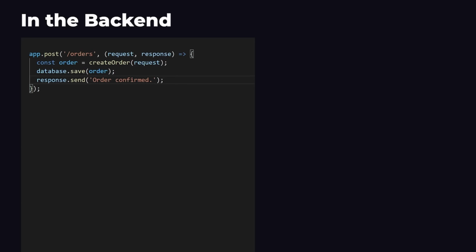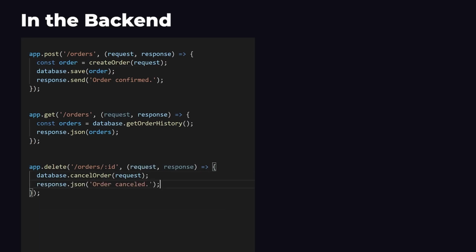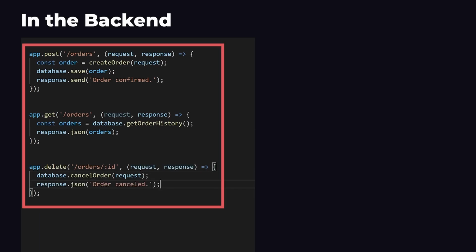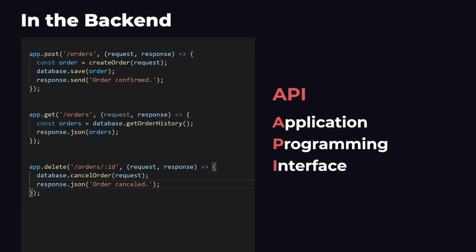We can also allow a GET /orders request, and in this case, we will retrieve the order history from the database and send it back as a response. Another example is a DELETE /orders request, where we will cancel the order. So this list of all the different types of requests that the backend allows is called an API, Application Programming Interface. The API is one of the most important concepts in backend programming. If you send a request that is not allowed by the API, the backend will respond with an error.